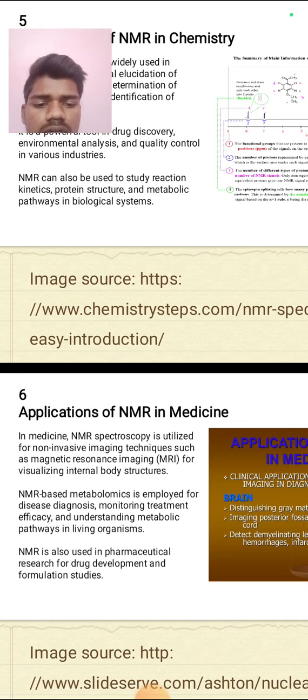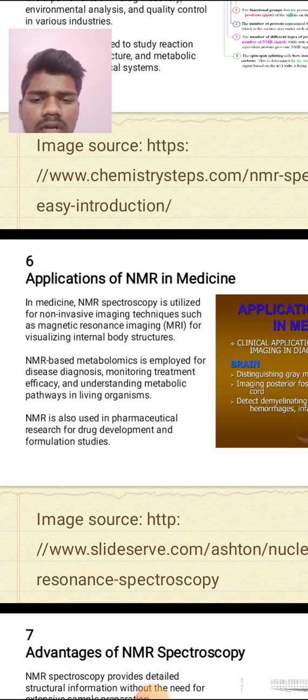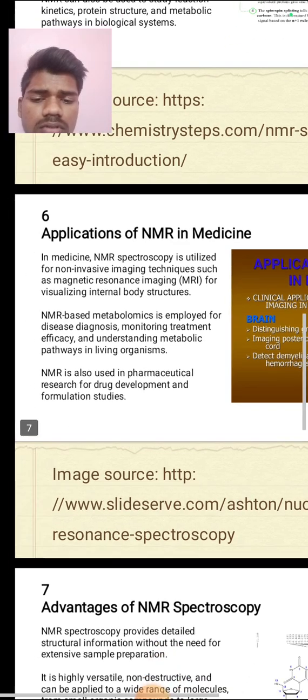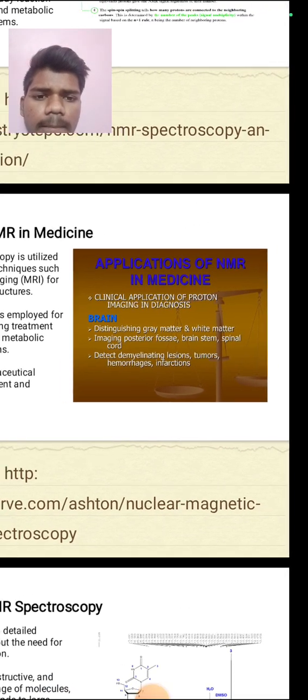Sixth one, applications of NMR in medicine. In medicine, NMR spectroscopy is utilized for non-invasive imaging techniques such as magnetic resonance imaging for visualizing internal body structures. NMR-based metabolomics is employed for disease diagnosis, monitoring treatment efficacy, and understanding metabolic pathways in living organisms. NMR is also used in pharmaceutical research for drug development and formulation studies.